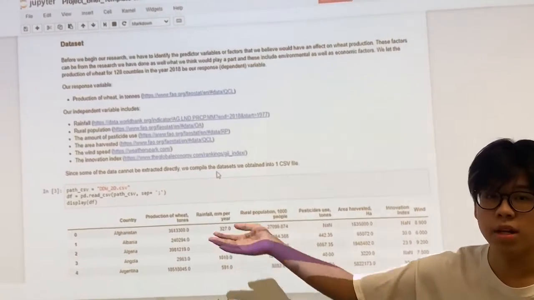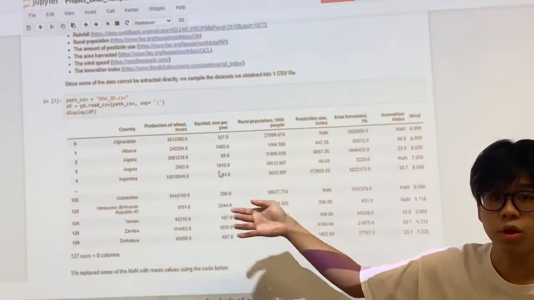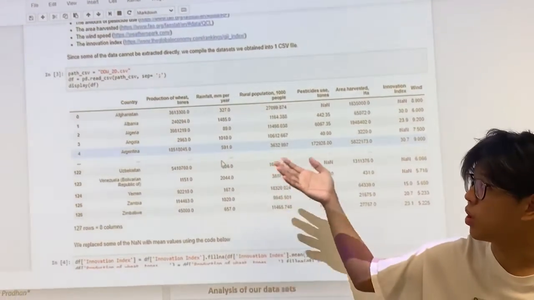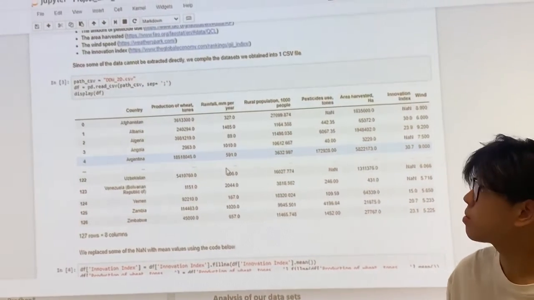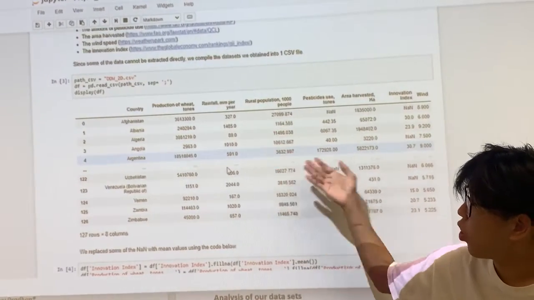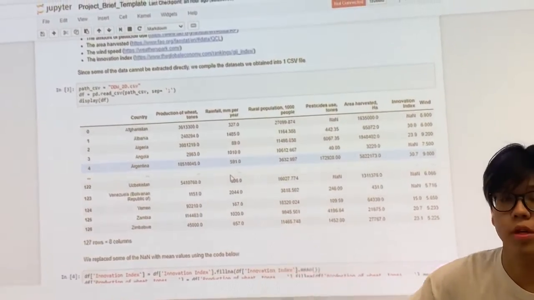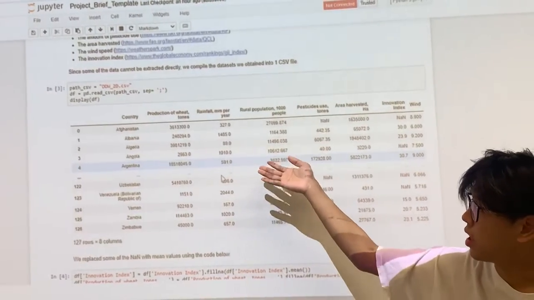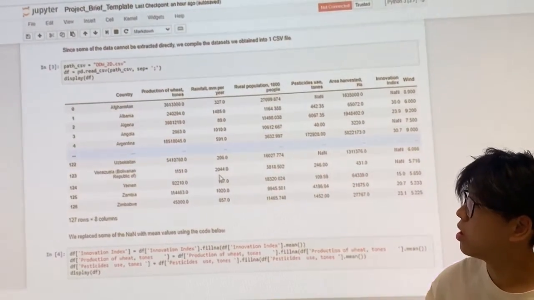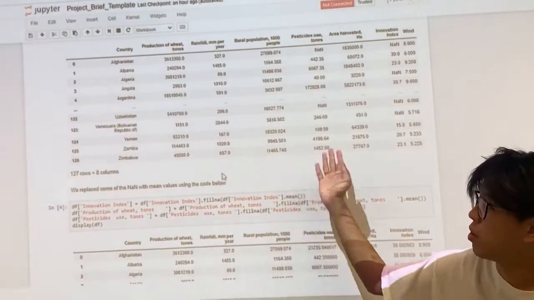But please keep in mind that not all of these are going to have a linear relationship, but we thought that they would in the beginning. And then we import the data for all of these factors and the wheat production into our CSV, and then we combine them into these columns and table over here.